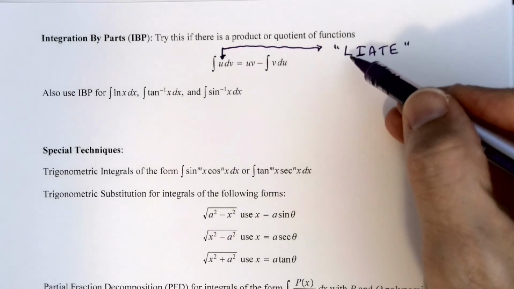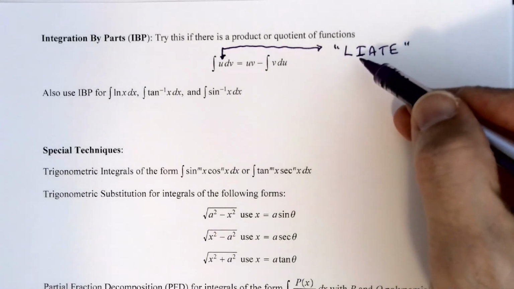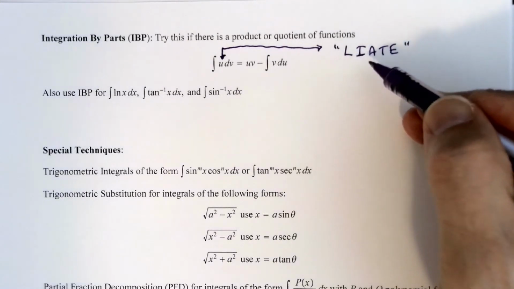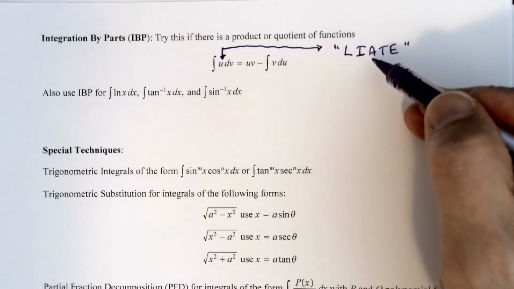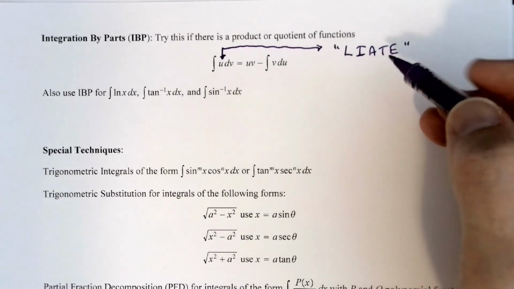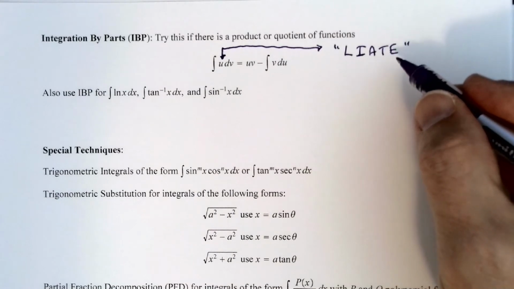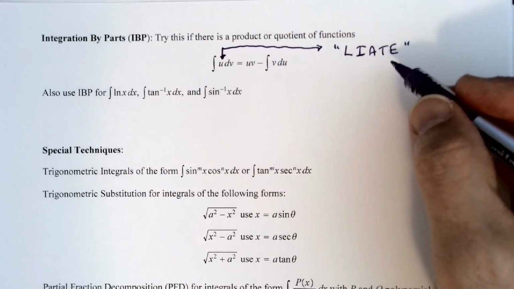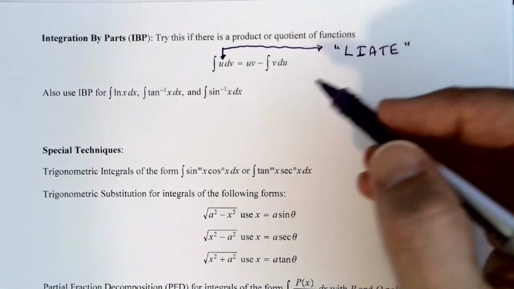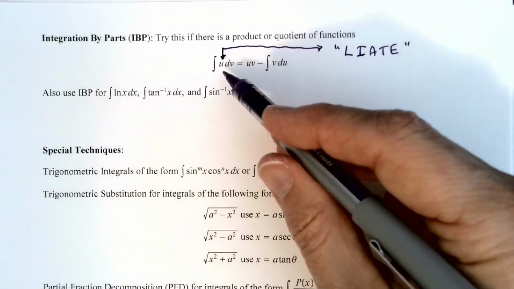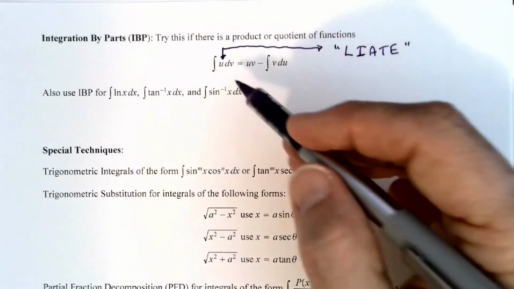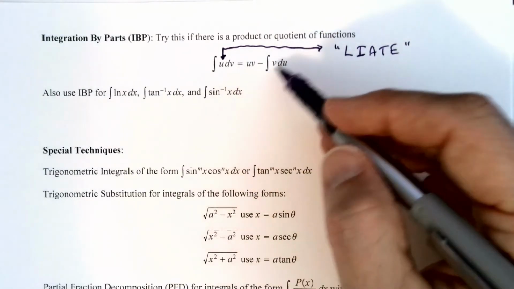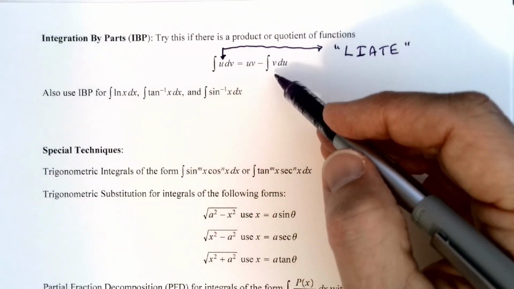So the first choice would be any logarithmic function for u, then an inverse trig function, then an algebraic function. Way down the list are trig functions and exponential functions, right? Those would be the last choice we would possibly make for u. So if we have a product or quotient, we choose u in this order. dv is everything else, and then we evaluate the integral using integration by parts.